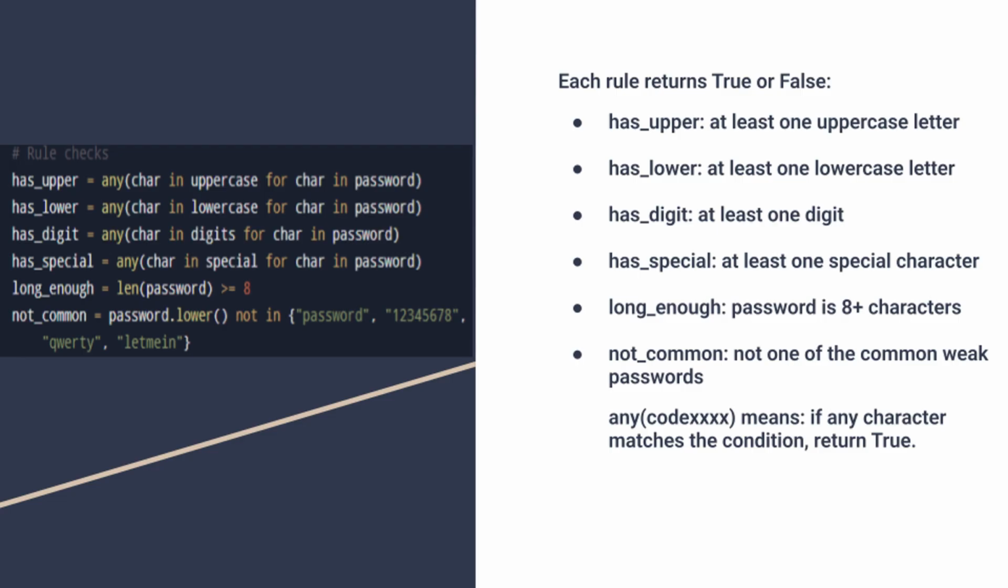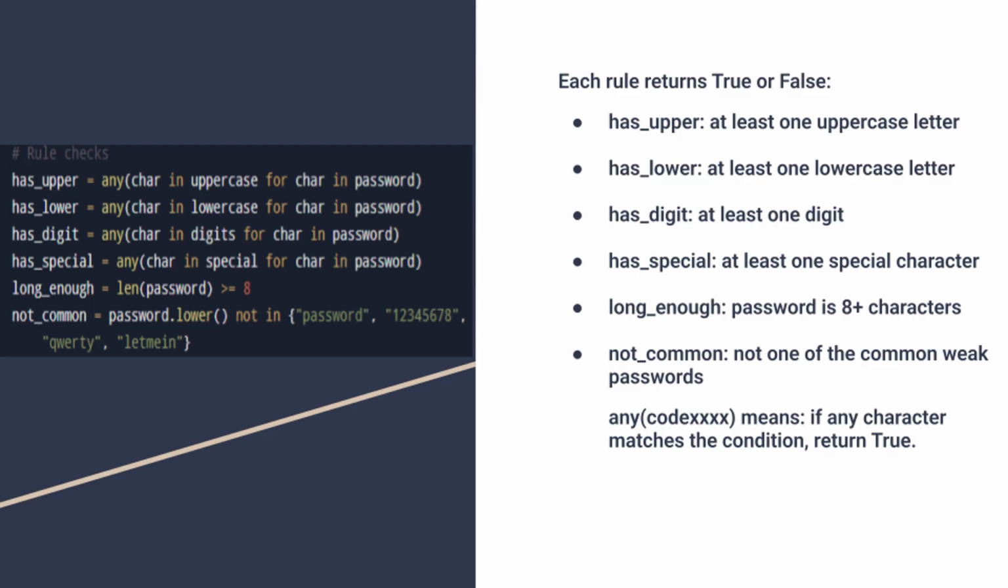Then the any function looks at the results and returns true as soon as it finds an uppercase letter, just like a for loop would break once it finds what it needs. And the same goes for has lower, has digit, and has special. Then we have long enough.